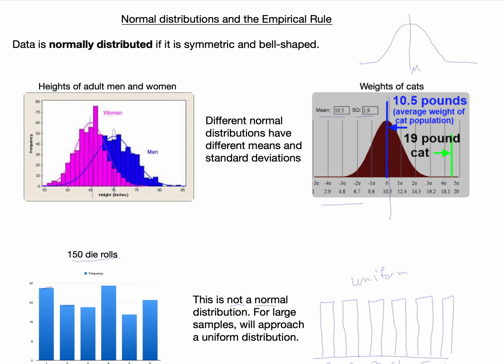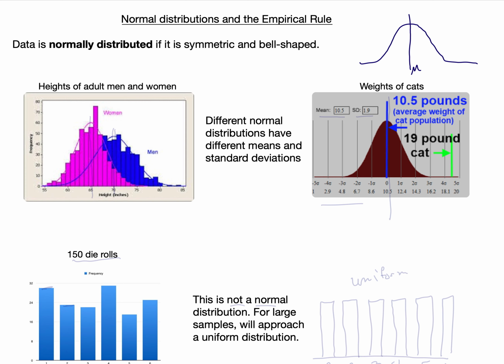Data is normally distributed if it is symmetric and bell-shaped. By bell-shaped, we mean that it starts low, slowly increases, and then decreases again. So that's bell-shaped, and it's normal if it's approximately symmetric about the middle, and that middle should occur about where the mean of the data is.